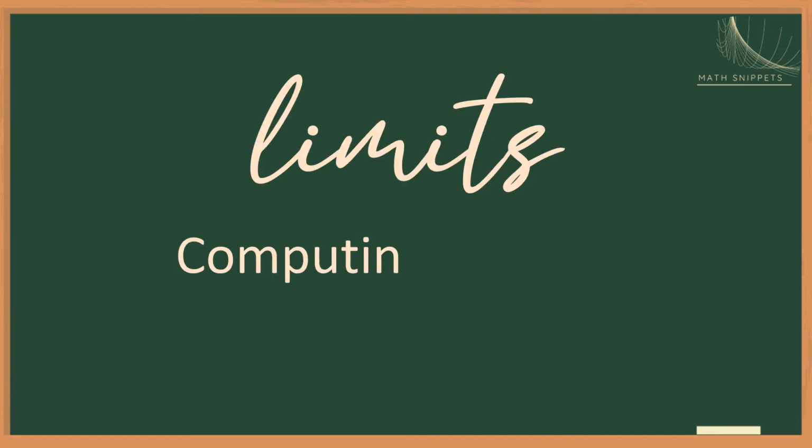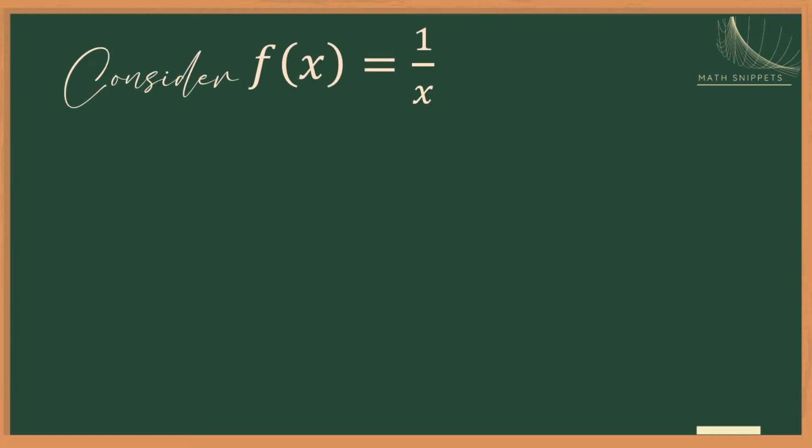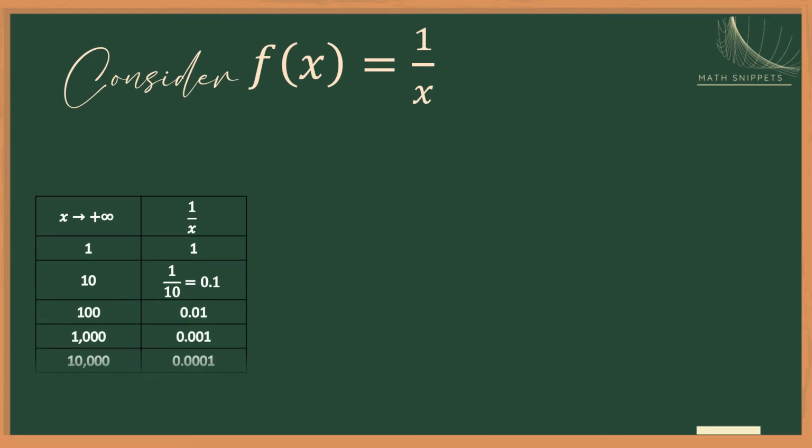Okay, so let's compute limits at infinity through examples. Let us consider the function f of x equals 1 over x, and observe the behavior of the values of f as the values of x get bigger and bigger. If we look at the table, as we let the values of x approach infinity, the values of y, or the values of 1 over x, get smaller and smaller. So we can say that the values of 1 over x approach 0.